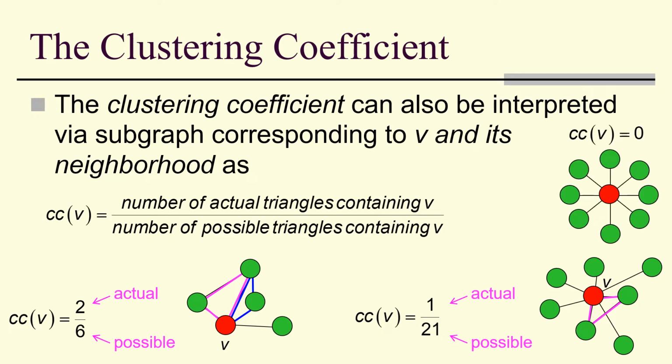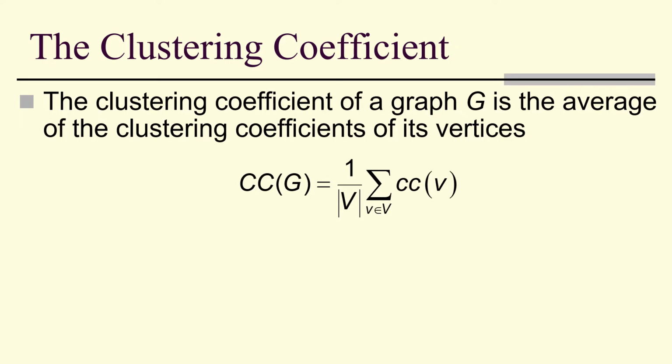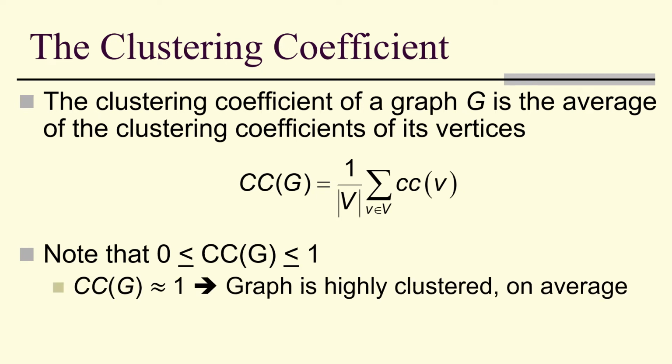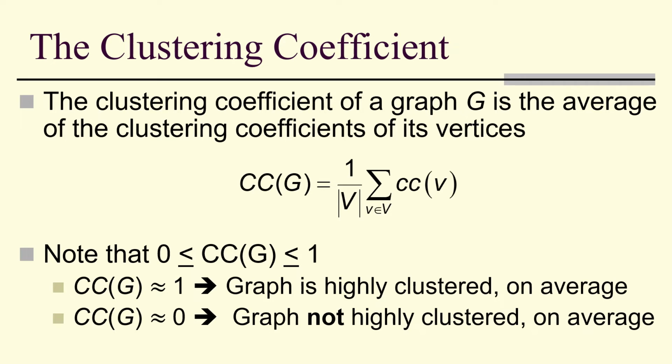Here we have a clustering coefficient of 0 because none of the neighbors are adjacent to each other. The clustering coefficient of an entire graph is just the average of the clustering coefficient of its vertices. And notice this is between 0 and 1 because we're dividing by the total number of vertices. If it's approximately 1, then the graph is highly clustered on average. If it's close to 0, the graph is not highly clustered on average.